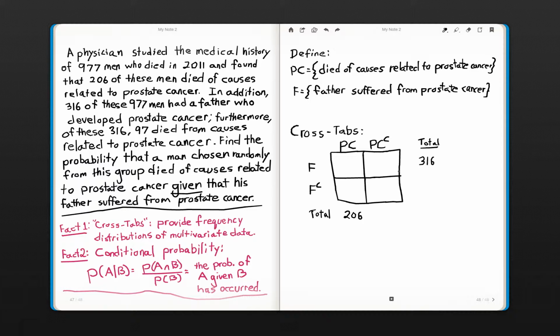And then, another item we can determine right off the bat is the total number of people that did not die of prostate cancer. We get that from the fact that we know that 206 people died of prostate cancer, so that means that the remaining 771 did not. So that's just 977 minus 206.